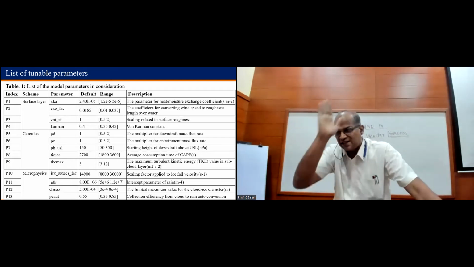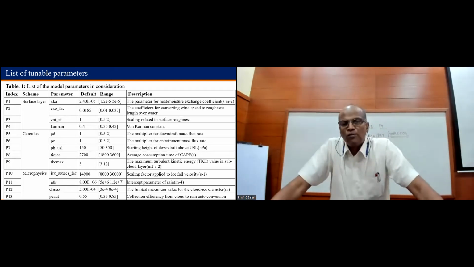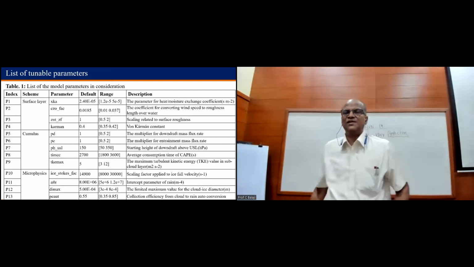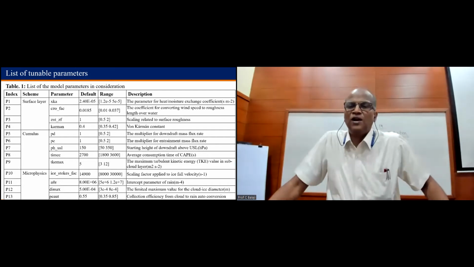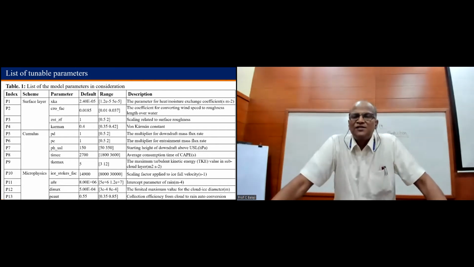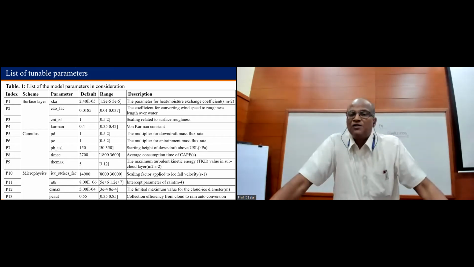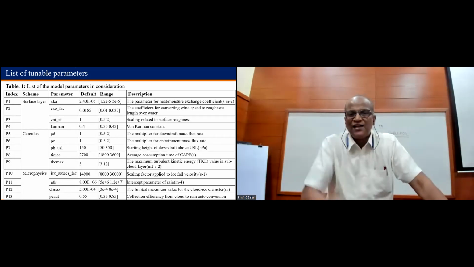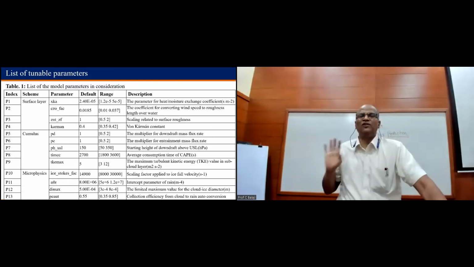Let's look at the physics on the right side. Just forget the left side. Let's read out the last column. Von Karman constant, multiplier for downdraft mass flux rate, multiplier for entrainment mass flux rate, starting height of downdraft above USL, average consumption time of the CAPE, which will be very important in thunderstorms, maximum turbulent kinetic energy, scaling factor, intercept parameter. All these things have a range, and we don't even know that WRF runs with this default parameter.